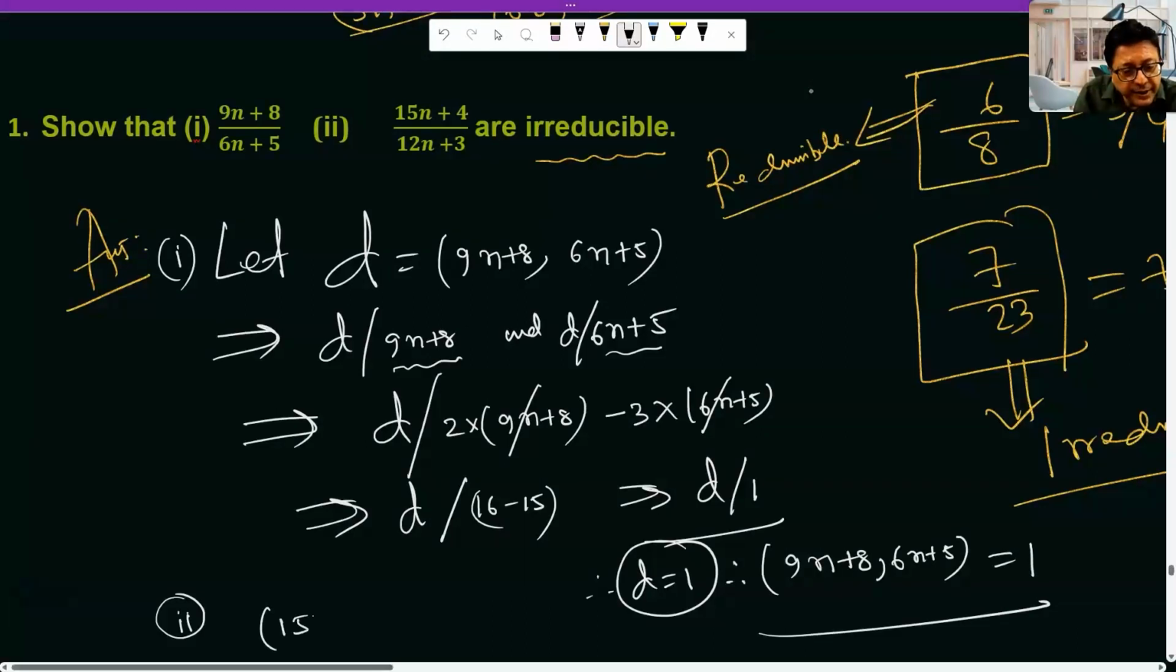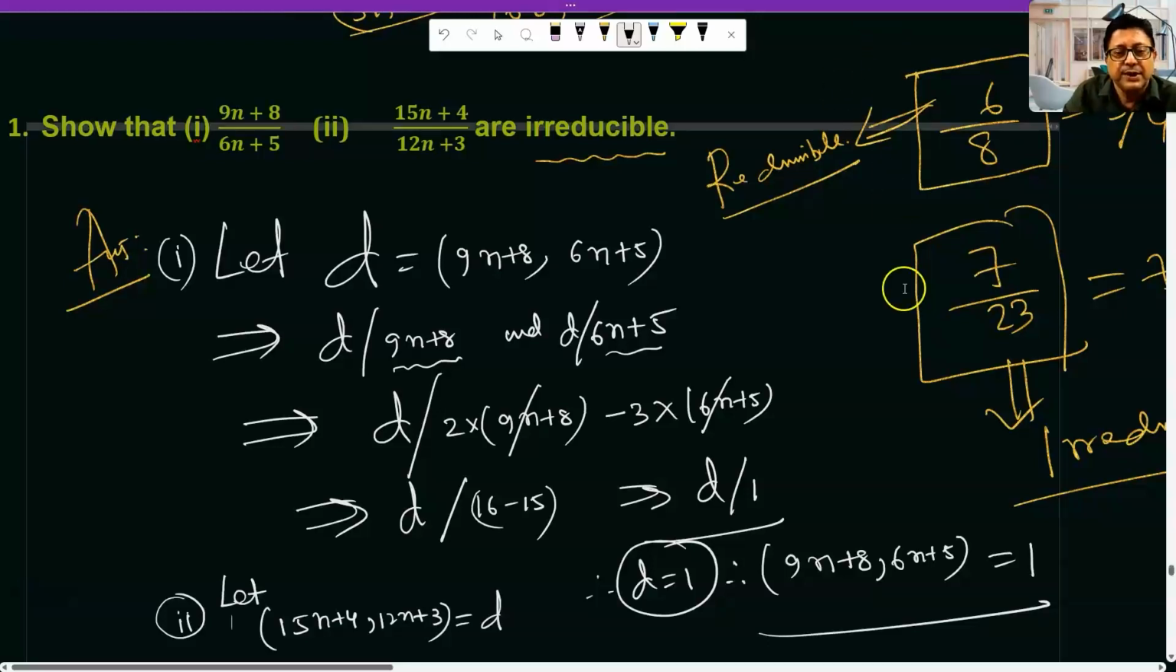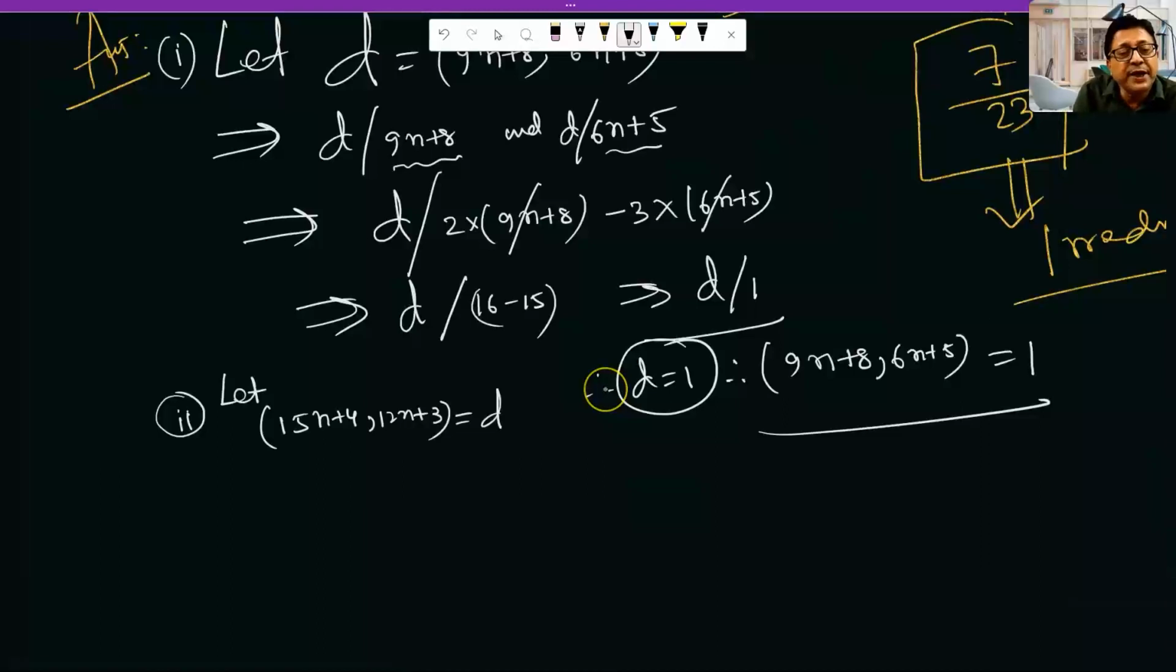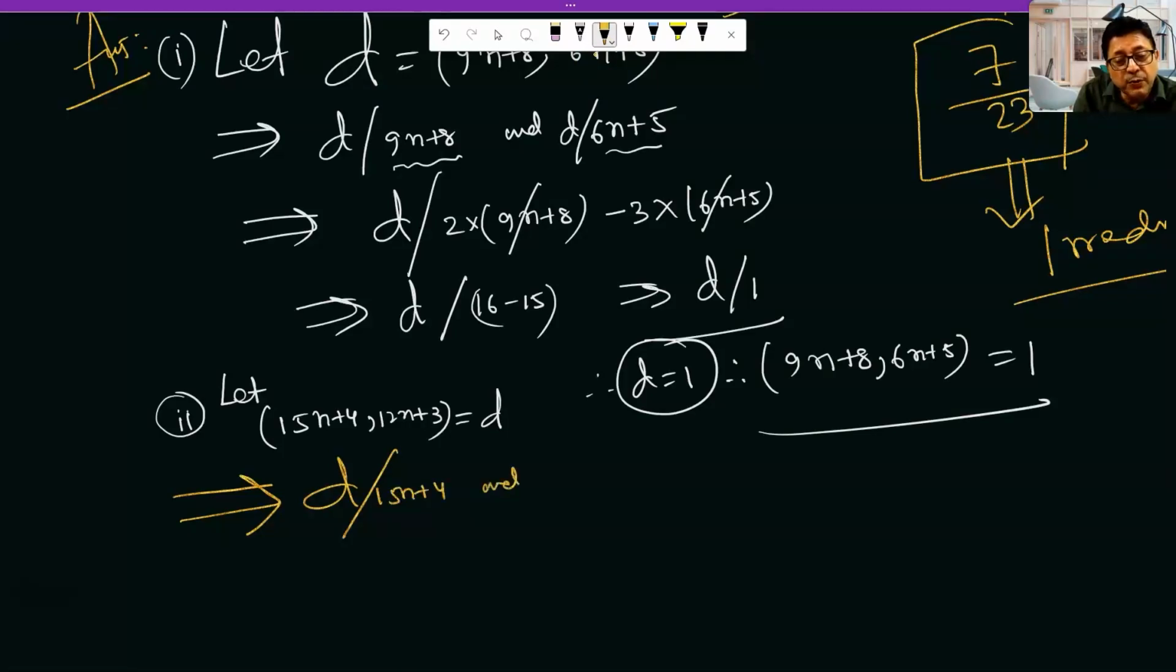15n plus 4 and 12n plus 3, let their GCD be D. This implies that D divides 15n plus 4 and D divides 12n plus 3.